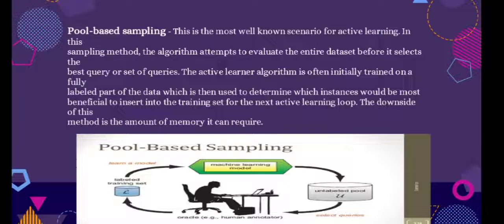Next is pool-based sampling. When we say pool-based sampling, this is the most well-known scenario for active learning. In this sampling method, the algorithm attempts to evaluate the entire dataset before it selects the best query or set of queries. The active learner algorithm is often initially trained on a fully labeled part of the data, which is used to determine which instances would be most beneficial to insert into the training set for the next active learning loop. The downside of this method is the amount of memory it can require.